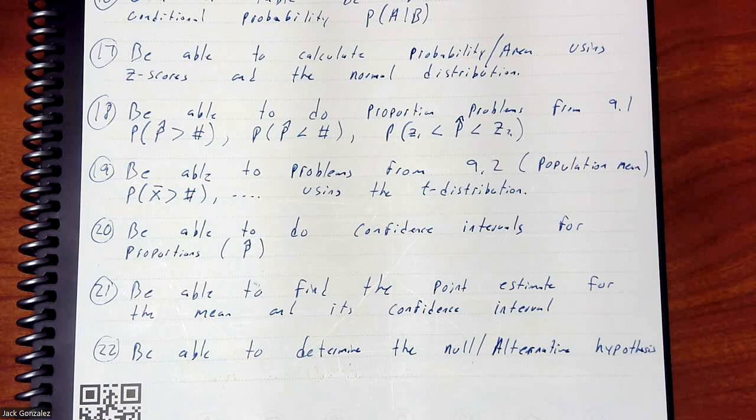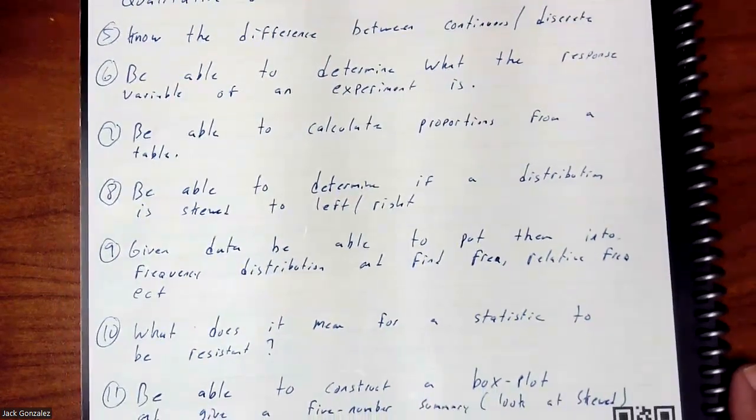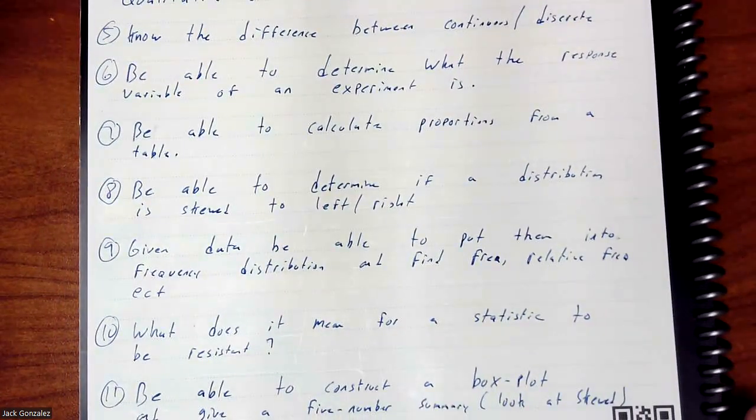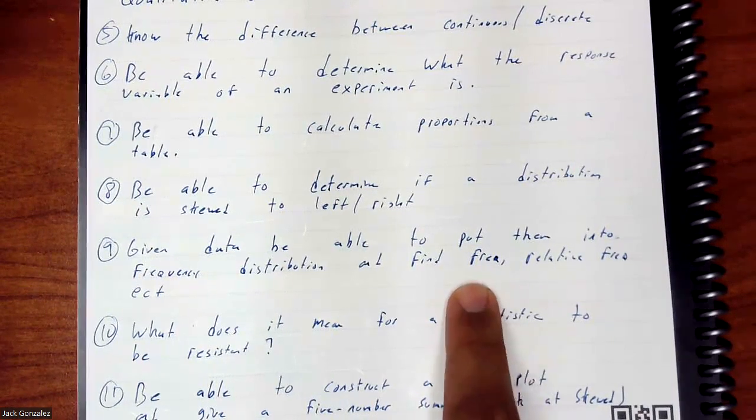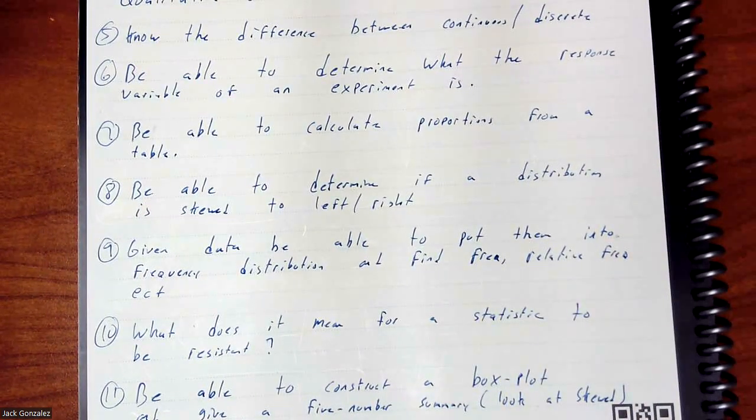Number 9? Oh, you missed it? Yeah. Number 9 was given data, be able to put them into a frequency distribution and find the frequency for each category, relative frequency, all that stuff. So basically, one of the questions, kind of similar question to exam 1 or 2. Relative frequency, what is it? That's like E, etc.